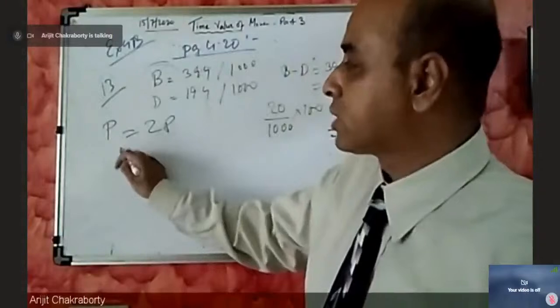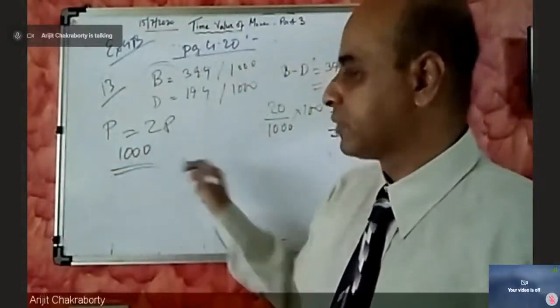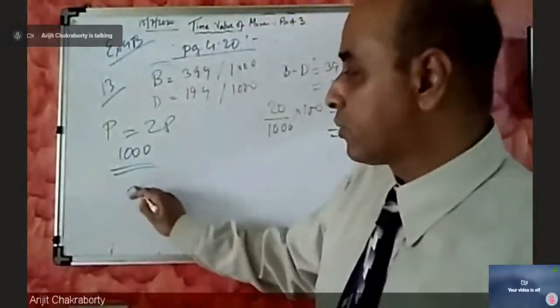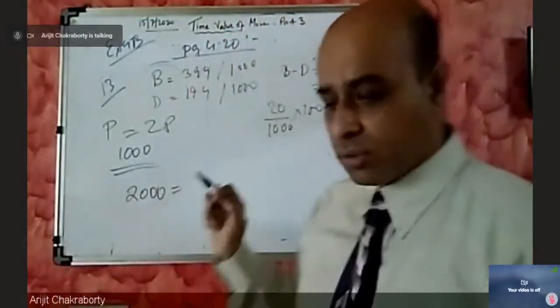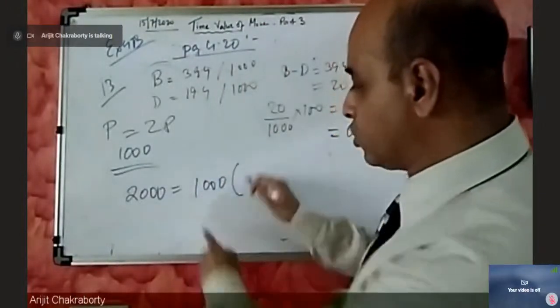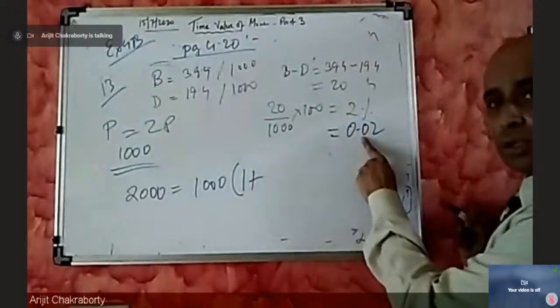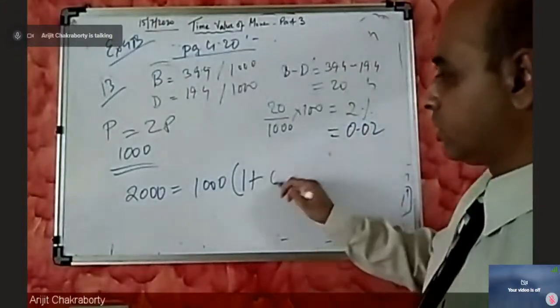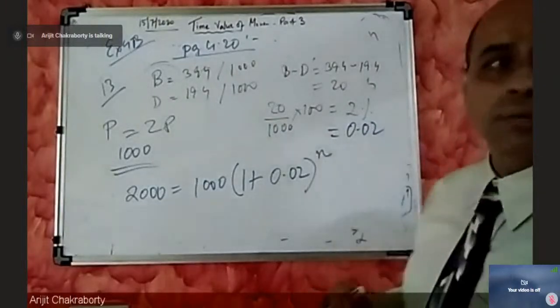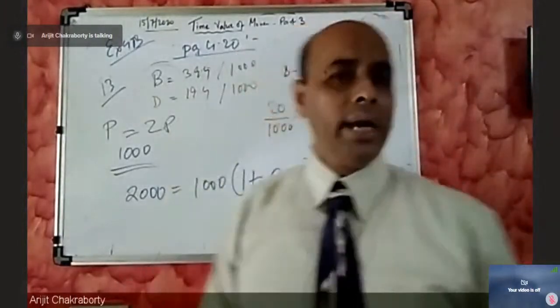So for the population to double, what will the formula be? Say the population is 1000. It will become double, that is 2000. So we can write 2000 is equal to 1000, the initial population, into 1 plus the growth rate 0.02, to the power n, where n is the number of years.